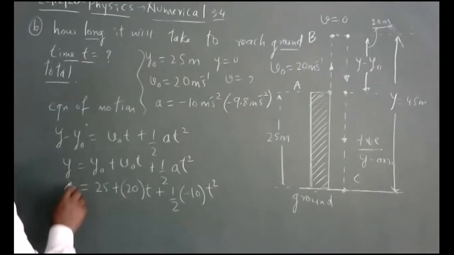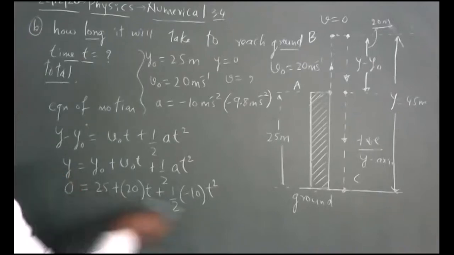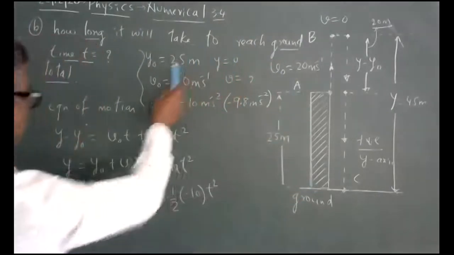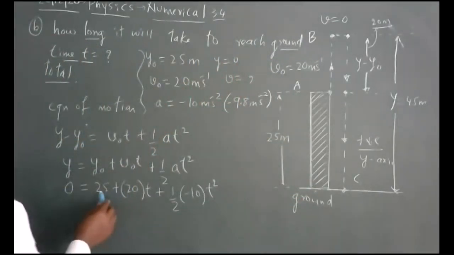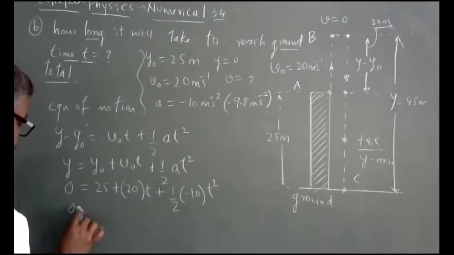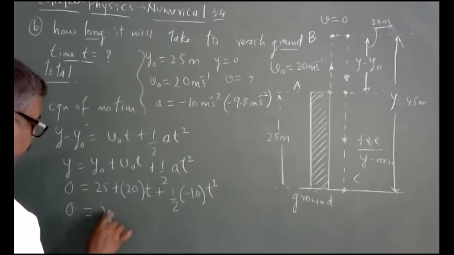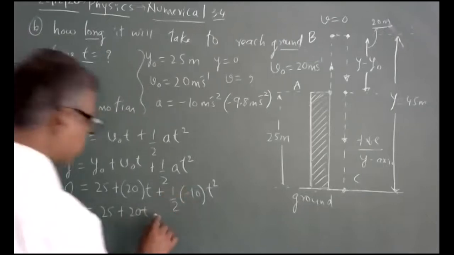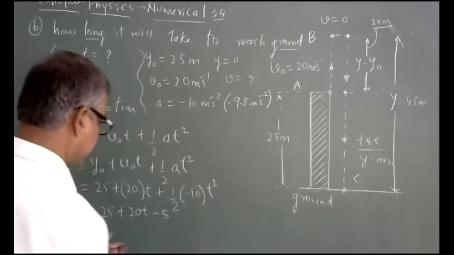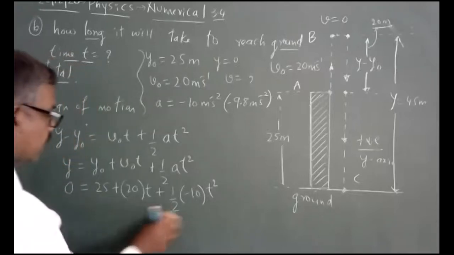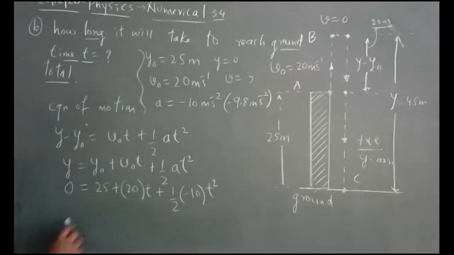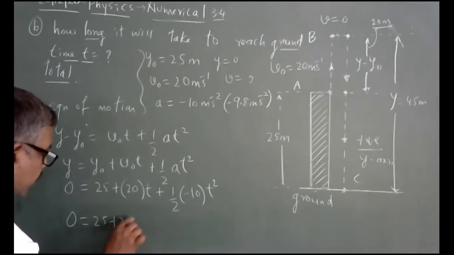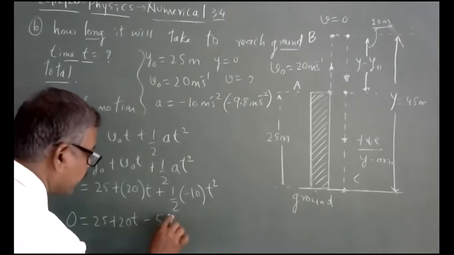Cross check. Finally, the object is going to reach the ground. Final position 0, initial position 25. Everything I substitute. Now this equation becomes 0 equal to 25 plus 20t, and this becomes minus 5t square. Let me write. This equation simply becomes 0 equal to 25 plus 20t minus 5t square.